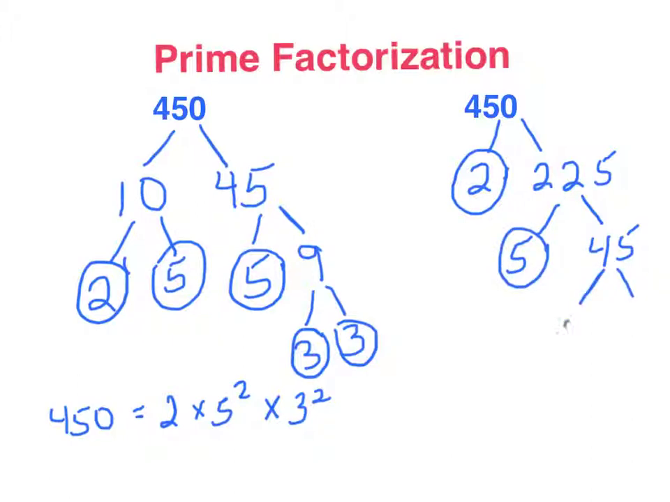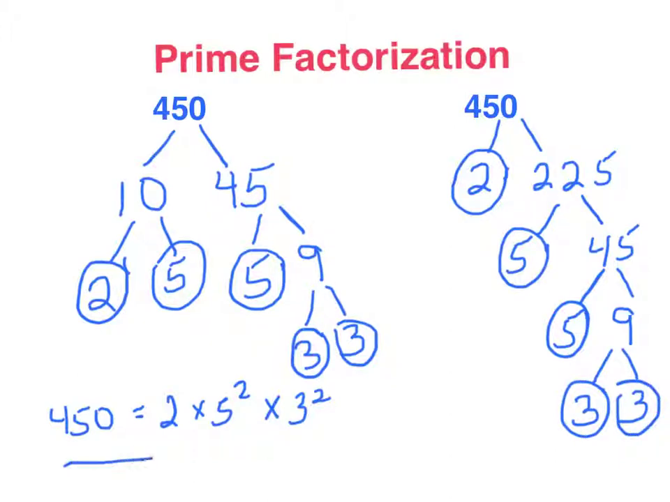45 becomes 5 times 9, and then 9 is 3 times 3. And you'll see that I get the same answer: 2 times 5 squared times 3 squared. It doesn't matter which factors of 450 you start with, you get the same result. That is always true when you work these problems.